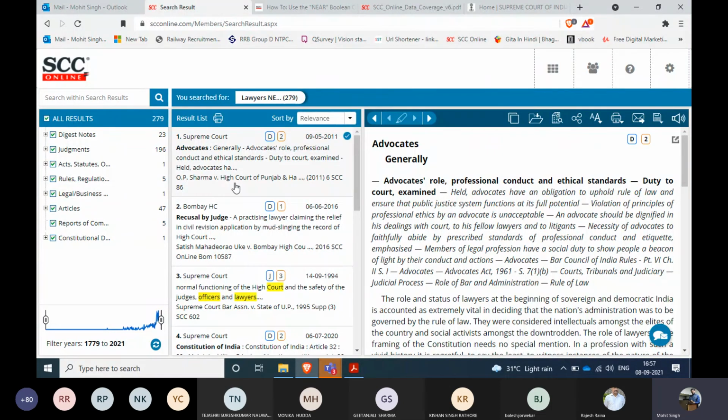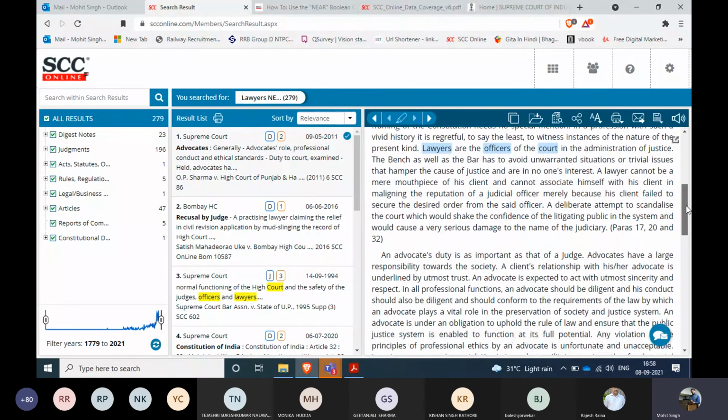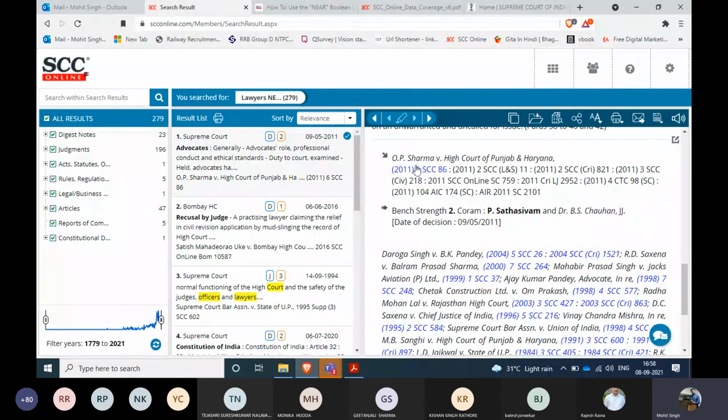The judgment is OP Sharma versus High Court of Punjab, as I can see. In this judgment, this was the law point that was discussed. And if I scroll down, the judgment was this one, OP Sharma versus High Court. You can click on this hyperlink and then you can read the whole judgment. I hope that this answer would suffice.